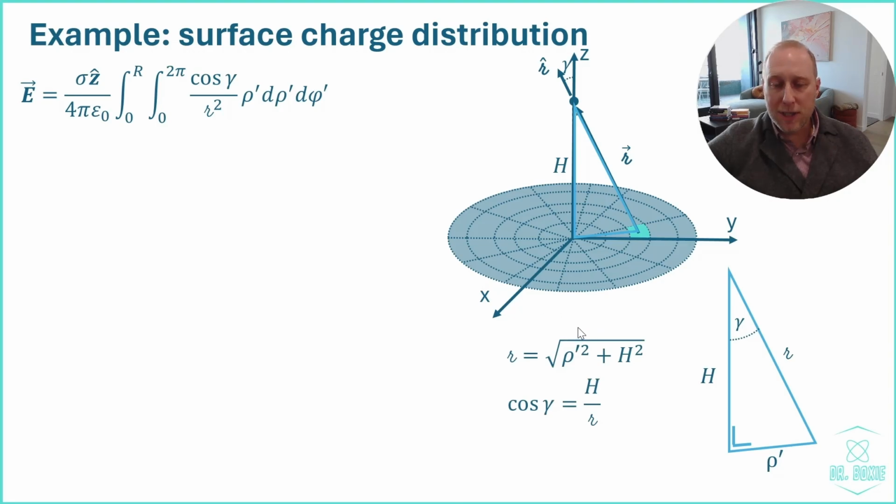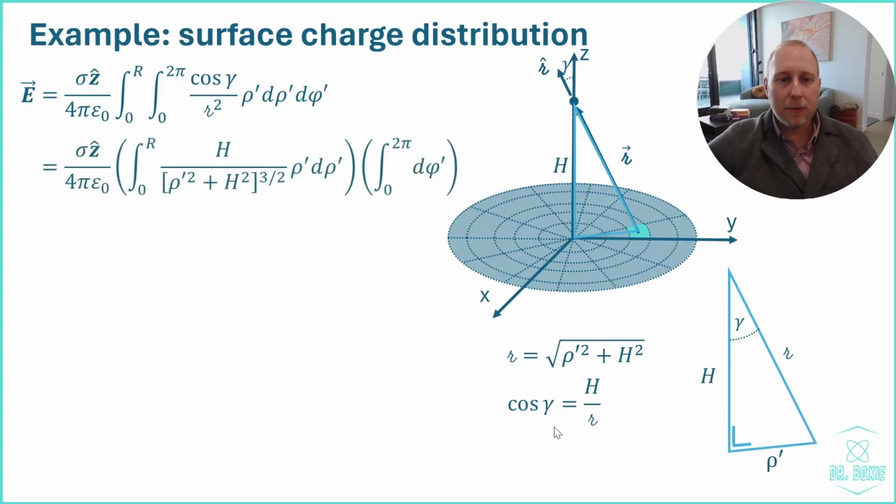So first of all, just like we had before in the one-dimensional case, curly r can be calculated using the Pythagorean theorem, and the cosine of gamma is h divided by curly r. We plug all of this into the integral, and we find this expression where, notice also that the rho prime integral and the phi prime integral are independent of each other, so we can factor them. And if we factor it, we are left with two integrals where the phi prime integral can be calculated immediately. So it's simply 2 pi.